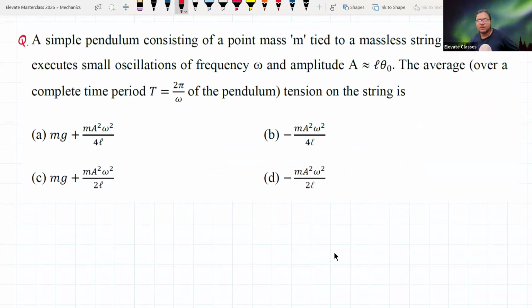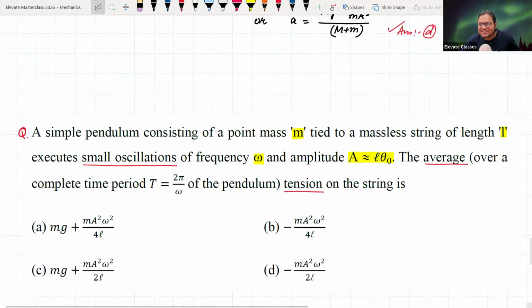A simple pendulum consisting of a point mass small m tied to a massless string of length L executes small oscillations of frequency omega and amplitude A is equal to L theta dot. The average tension of the string is what? They are asking you the average tension.